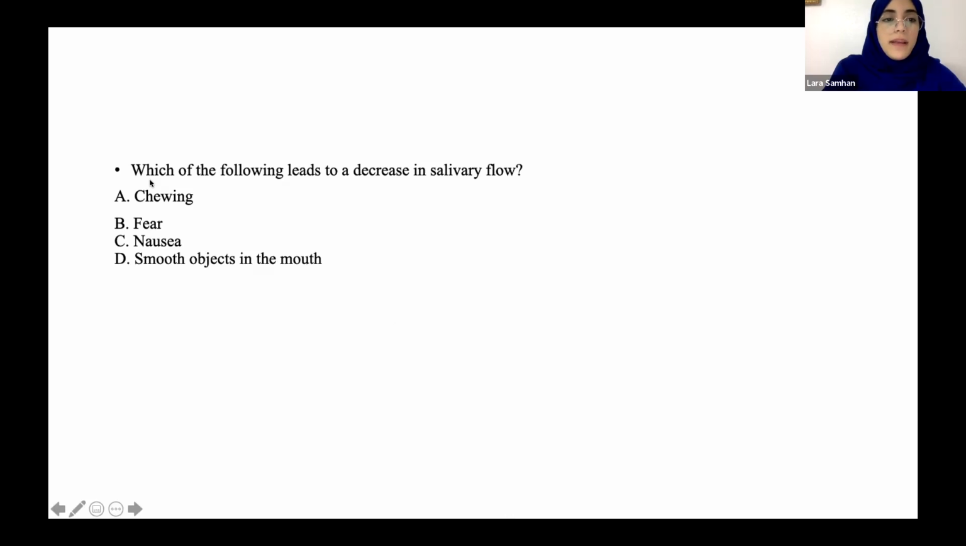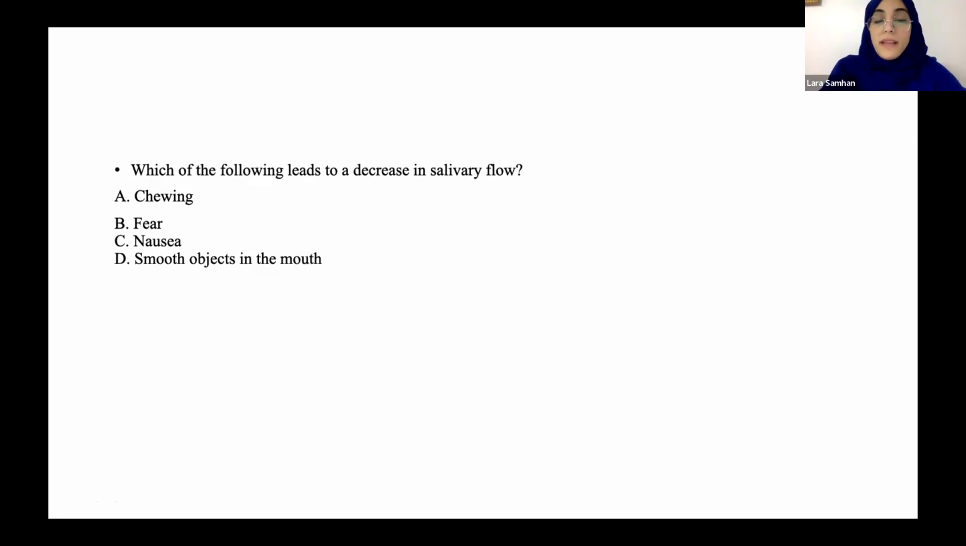Okay, perfect. So this question says, which of the following leads to a decrease in salivary flow? For example, during chewing, as we know, the saliva flow is going to increase because of the hormonal effect plus the physiologic effect of the body. So chewing increases the salivary flow. Once we eat anything, normal individuals can easily chew it and swallow it. Also, nausea and vomiting increase the salivary flow. Same goes for any object in the mouth, smooth or rough.